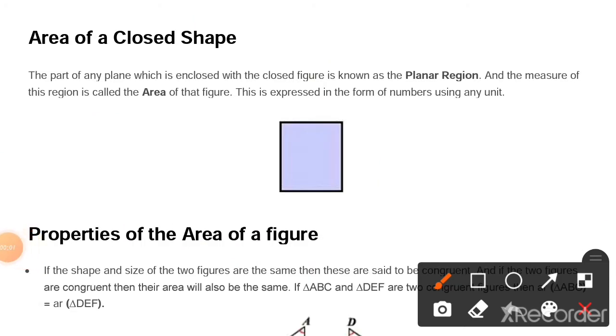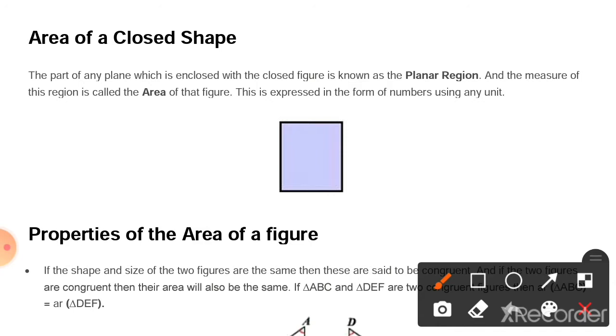So students, all of you know that a parallelogram is a closed figure. So first of all, understand how we can find the area of closed shapes. Correct? What are the properties to find the area of this type of closed figures. So first of all, understand what is the area of a closed shape.